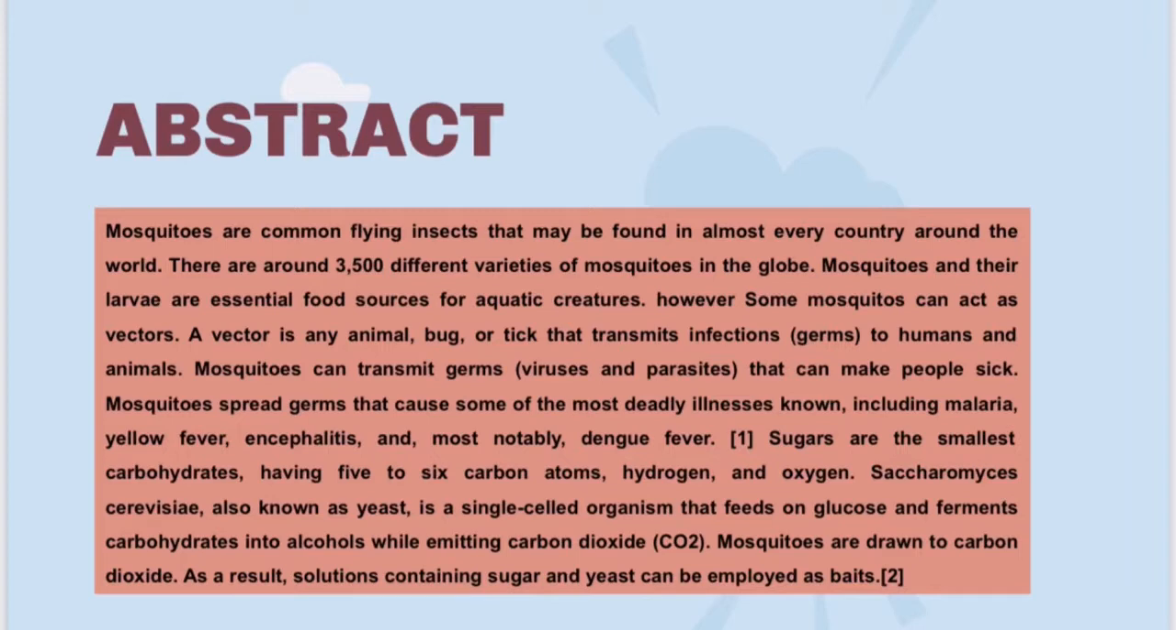Saccharomyces cerevisiae, also known as yeast, is a single-cell organism that feeds on glucose and ferments carbohydrate into alcohol while emitting carbon dioxide. Mosquitoes are drawn to carbon dioxide. As a result, a solution containing sugar and yeast can be employed as bait.